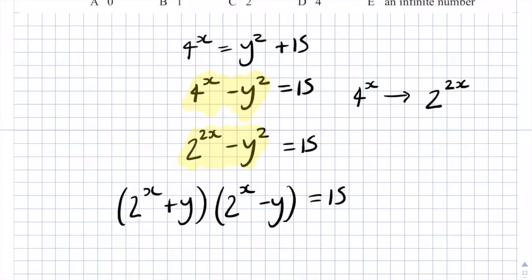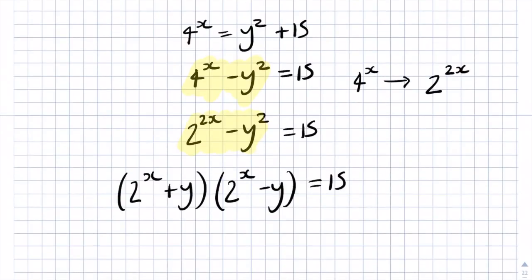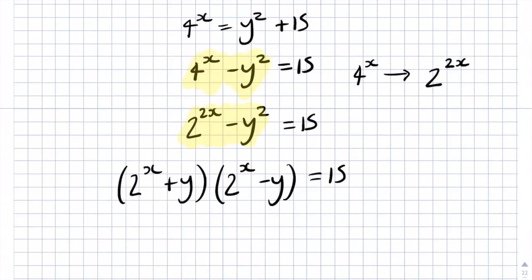If you expand these brackets, you'll see we get 2 to the power of 2x minus 2^x·y plus 2^x·y, which cancel out, minus y squared, so we can write it in this form. What you'll notice now is we've got two factors whose product makes 15. So what we need to find is all of the factors of 15. We've got 15 and 1, and 5 and 3, and that's it.